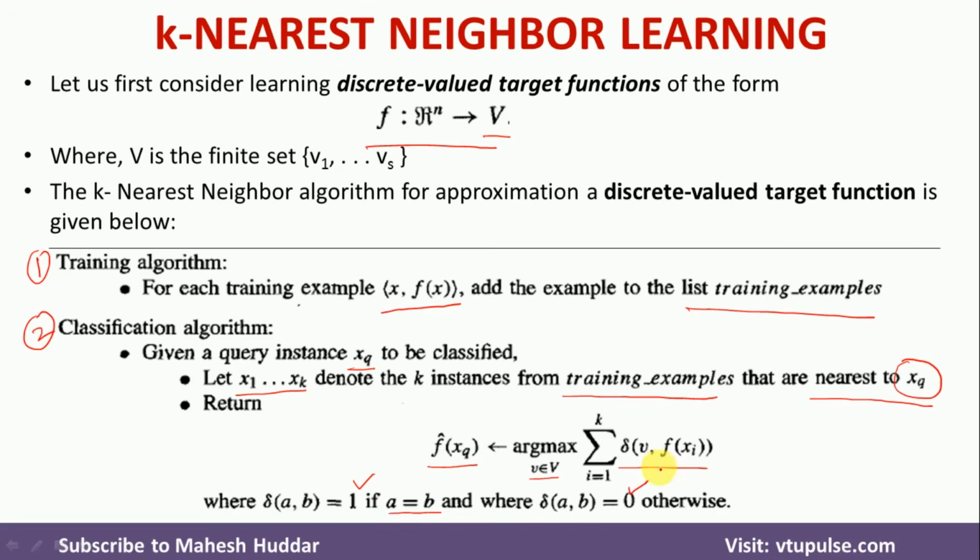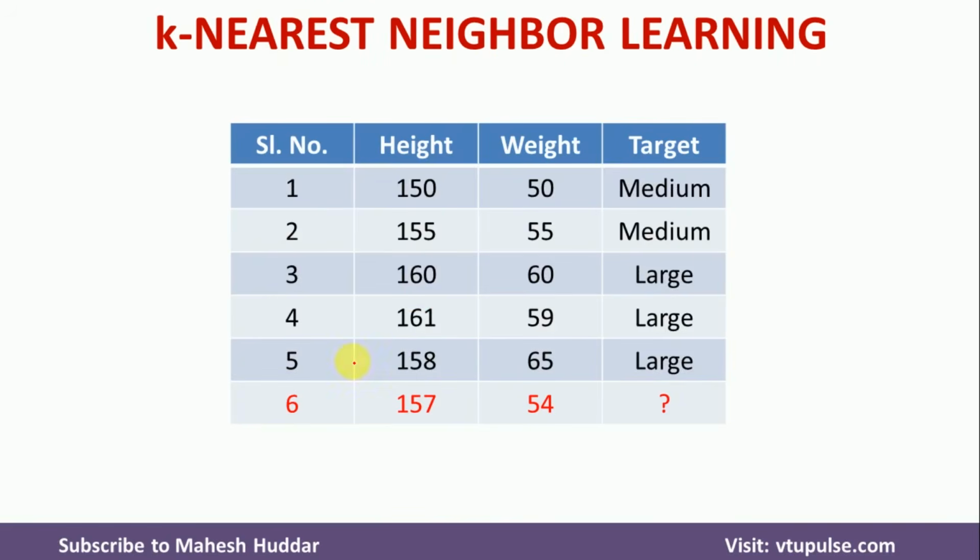We will take a very simple example to understand this equation. Let us say that we have 5 examples here. The first example is this one, then the second, third, fourth and fifth. We have been given height and weight, and there are 2 possible target values: one is medium and the other is large. Whenever we want to classify a new example, we have to find the nearest neighbors, and based on them we assign the label. For understanding purposes, I will take the value of k as 3.